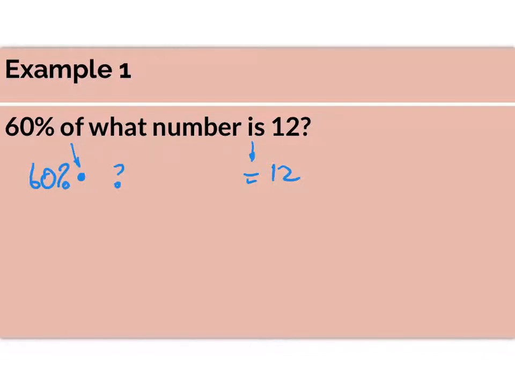So I'm going to convert everything on the page. 60% is 0.6 times a question mark equals 12. We know that we have to divide both sides by 0.6, and the question mark equals, so let's do the math.